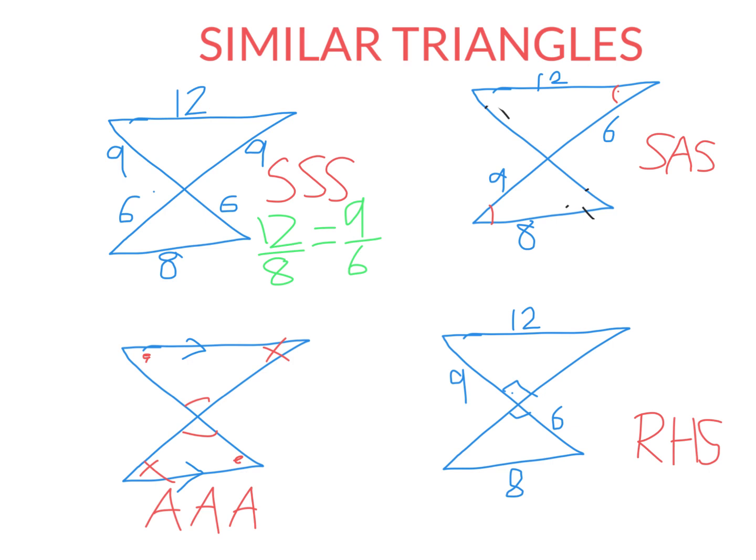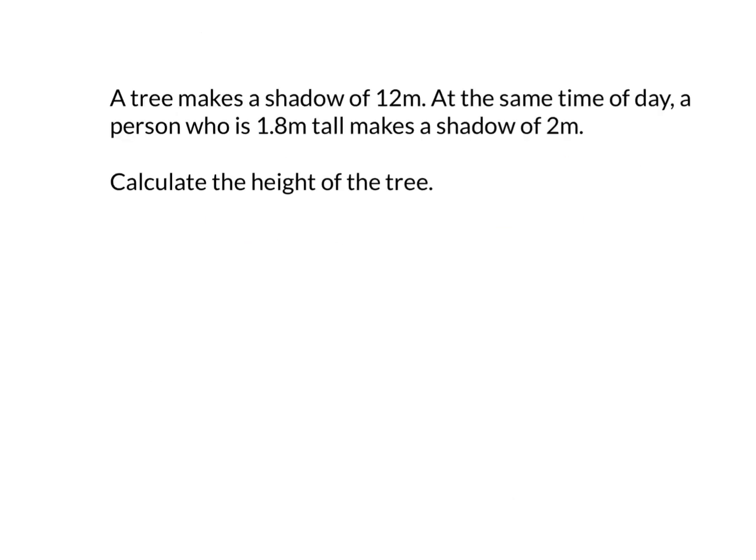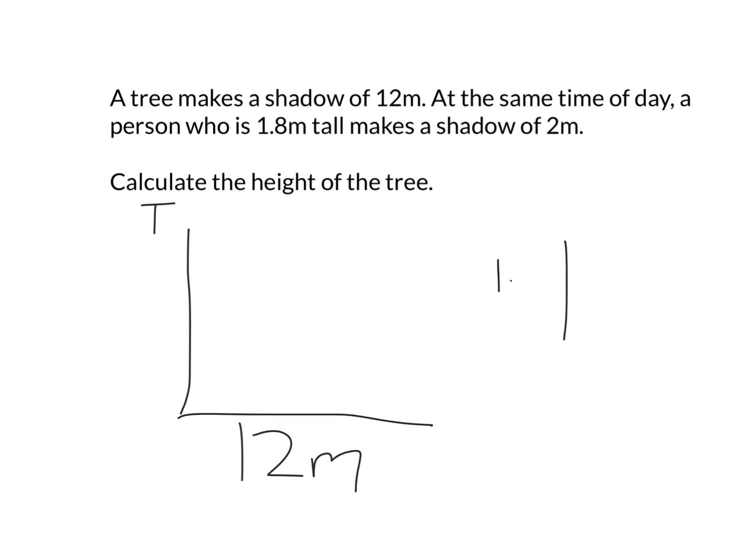All right, let's look at now solving a problem involving similar triangles. So let's try this question here. A tree makes a shadow of 12 meters. At the same time of day, a person who's 1.8 meters tall makes a shadow of 2 meters. Calculate the height of the tree. So if you're not given a diagram, start by drawing one. So this will be our tree here. It makes a shadow of 12 meters. So the person who's 1.8 meters tall, they make a shadow of 2 meters.